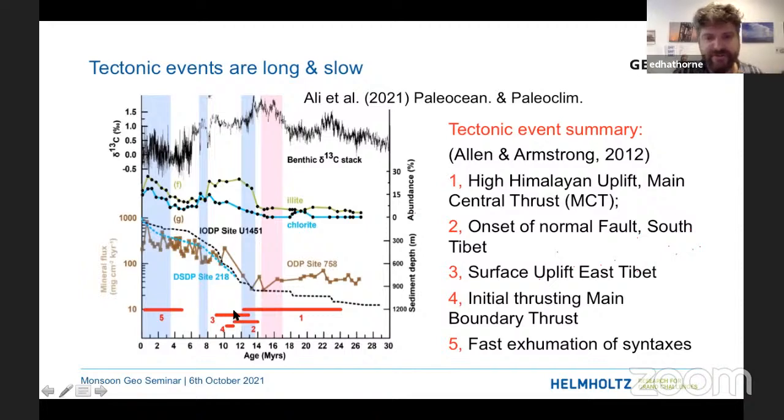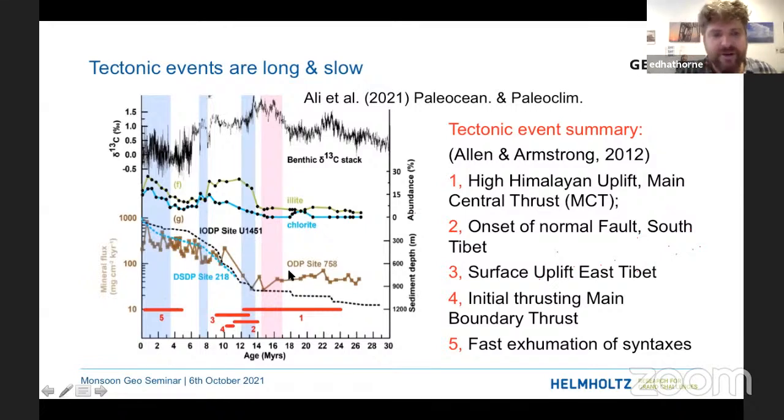We have surface uplift in East Tibet, and we have the initial thrusting on the main boundary thrust, all happening around this time. Of course, these are wide bars and it's hard to put strong ages on these. And then at the end, this is also highly debated, but we have fast exhumation of the syntaxes starting up sometime in the last few million years.